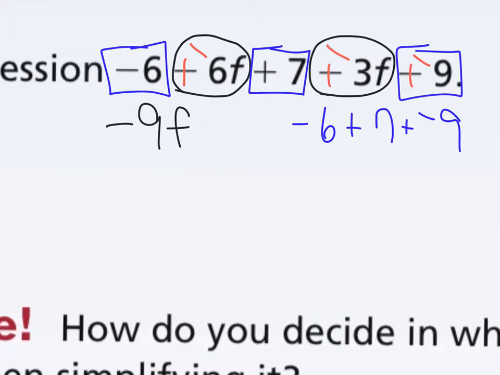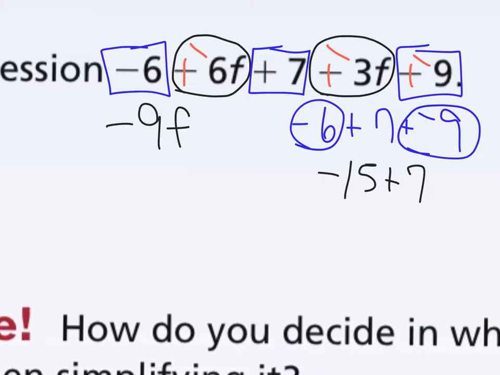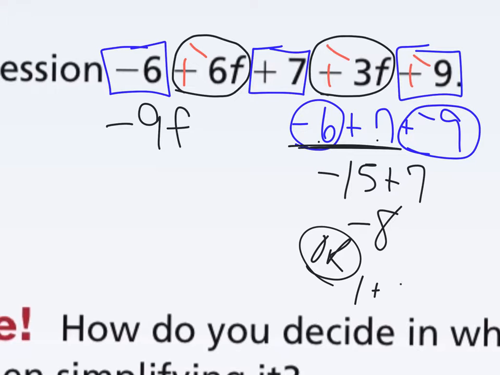If you'd like, you can get your negatives together first. So negative 6 plus negative 9 would be negative 15, and then negative 15 plus 7 would be negative 8. Another option, just doing this in a different order, you could do this left to right. In this case, negative 6 plus 7 would be a positive 1, and then 1 plus negative 9 would be negative 8. Again, whatever order you add those in is not going to matter.